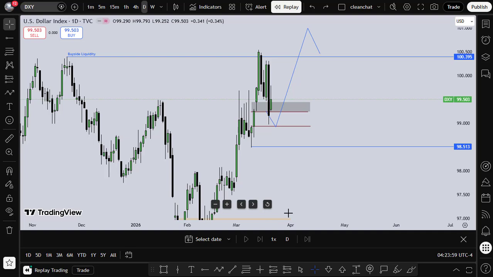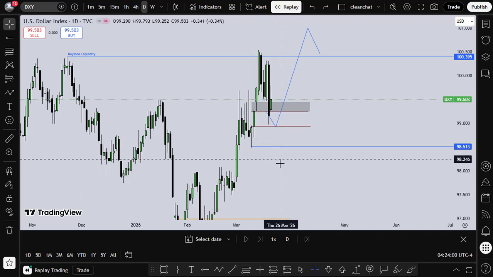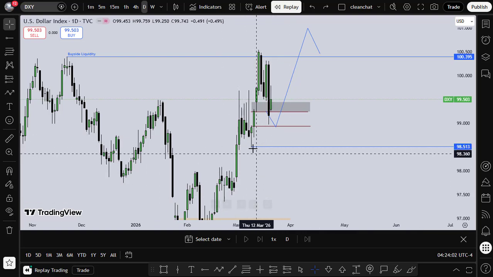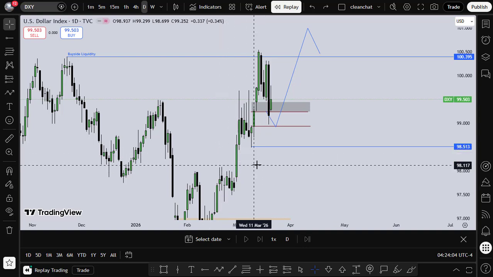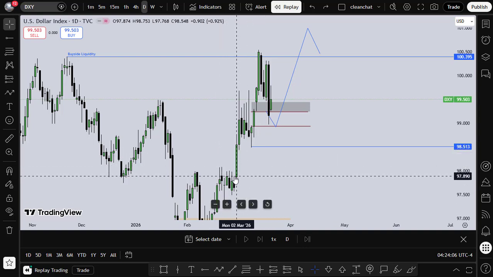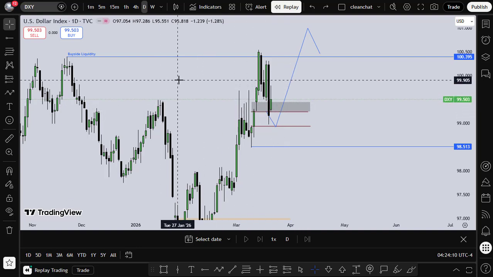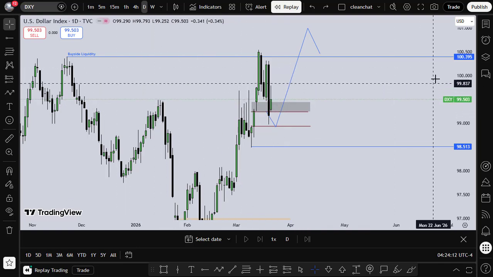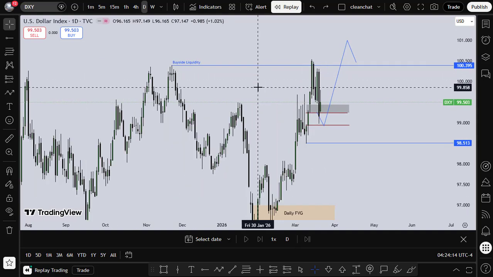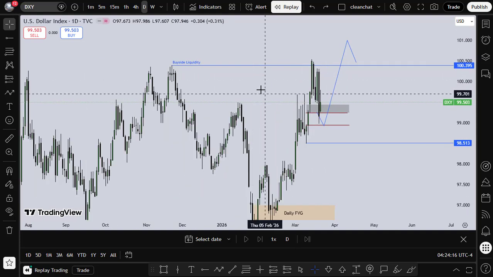Yeah, so that's what I'm looking at. Or price should just go down and then take out. As you can see, there's a bit of fair value gap here and then a volume imbalance right here. That's my take on dollar index or DXY. Alright guys, so that's all about the DXY, what I'm looking at on the daily.